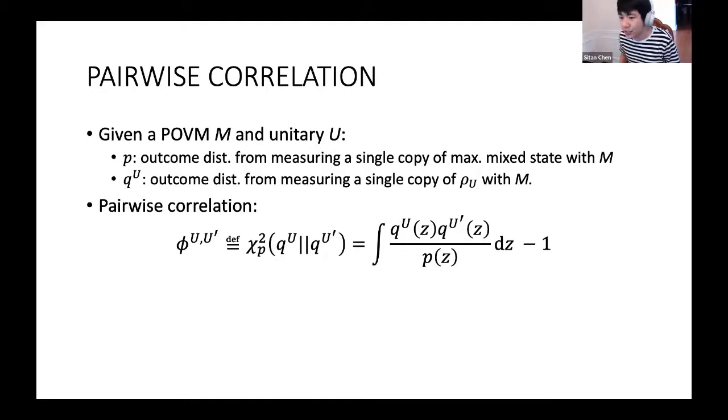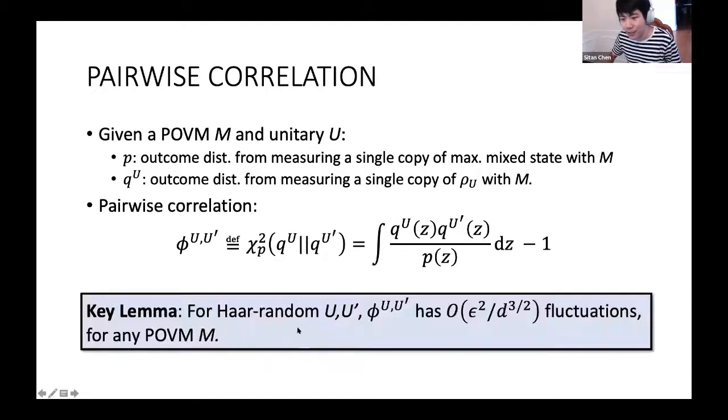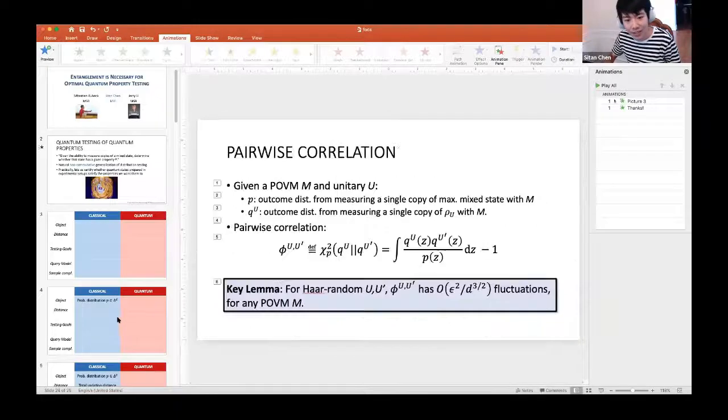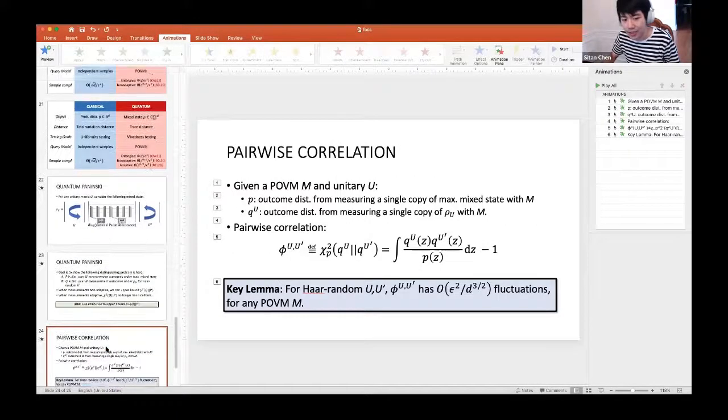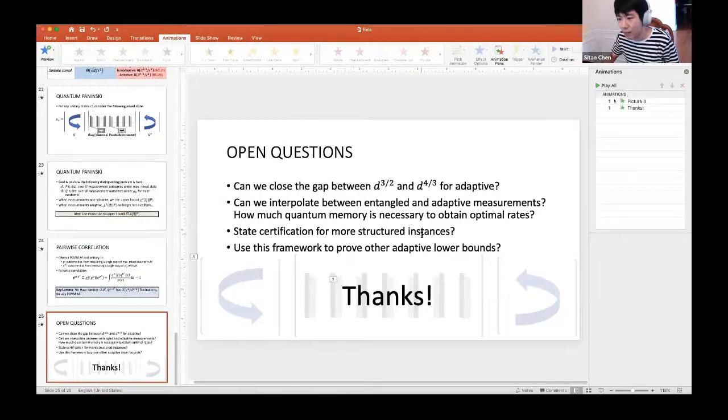I will say though that one of the interesting open questions is how much entanglement you need in order to get down to d over epsilon squared. Their upper bound allows you to make the following conjecture: if you have at most roughly root d over epsilon squared entanglement, it's conceivable that d to the 3/2 is actually tight. So there's some connection there that we're still trying to explore.